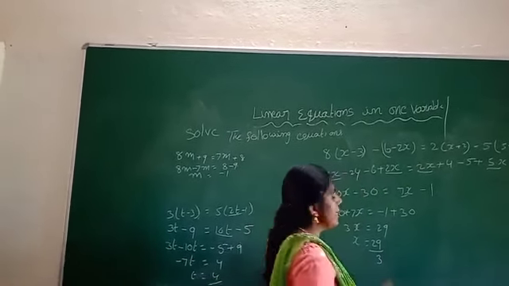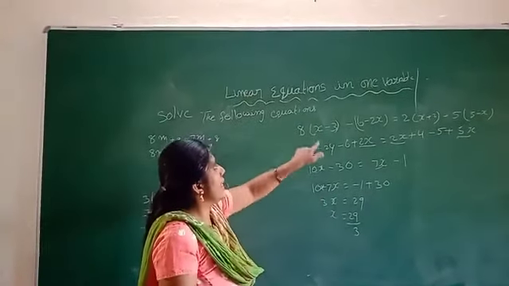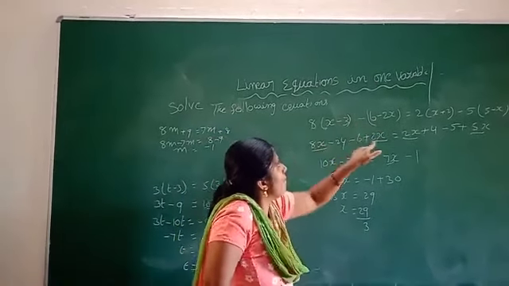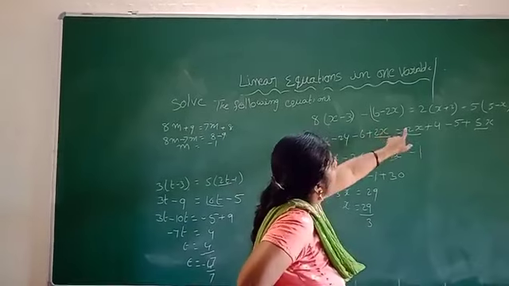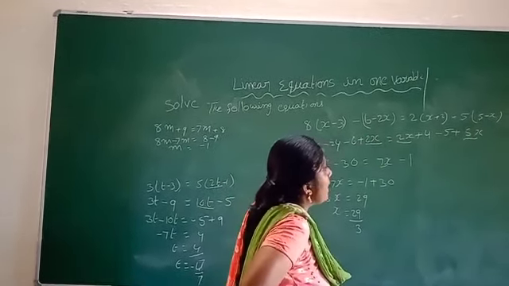29 by 3 is now divided. 3. So, 8 into x, how much? 8x. 8 3s are 24. Plus into minus, minus. Minus into minus, plus 2x. 2 into x, 2x. 2 into 2, 4. Plus into minus, minus.